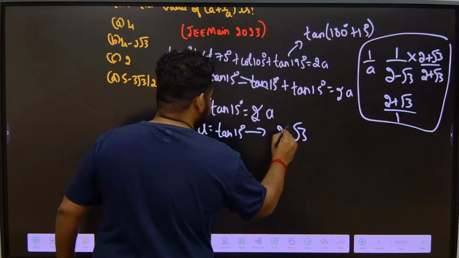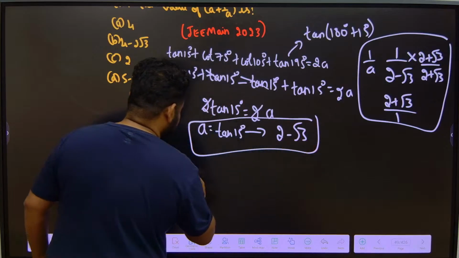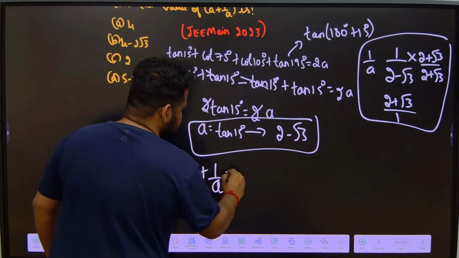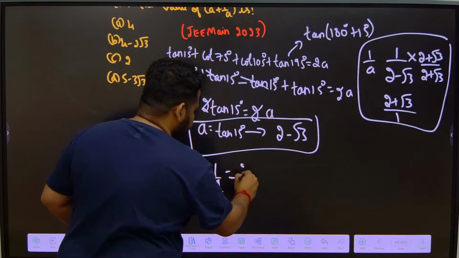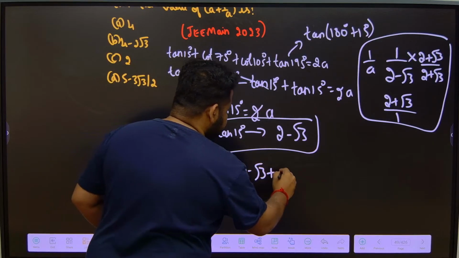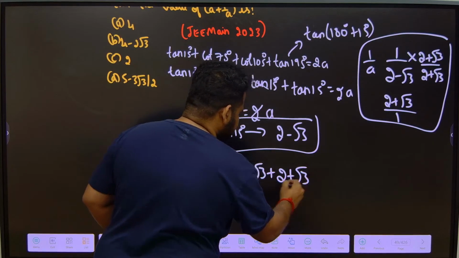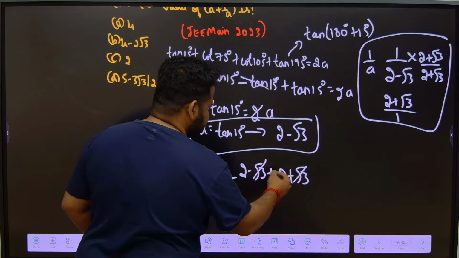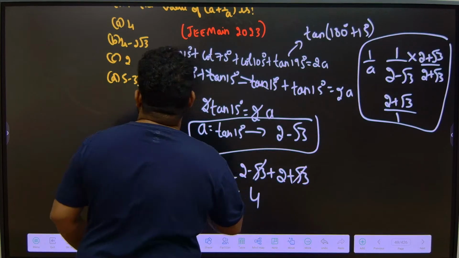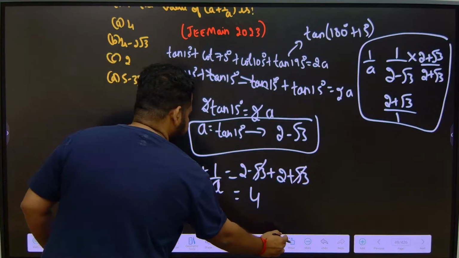A is nothing but 2 minus root 3. They are asking us to find a plus 1 by a. So a is 2 minus root 3, plus 1 by a is 2 plus root 3. So what happens to this? Minus root 3 and plus root 3 cancel. This will become 4. So the answer to this question is option A.